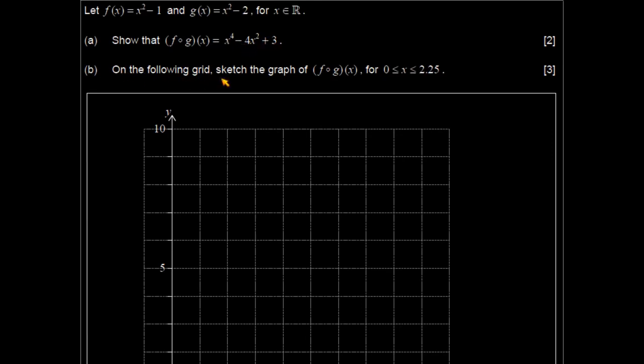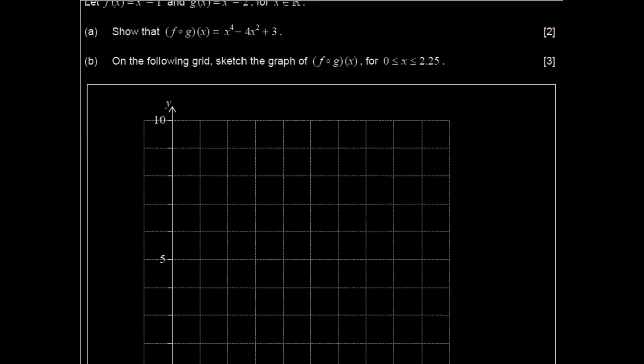Then it says, on the following grid, sketch the graph of f of g of x between x is 0 and 2.25. Alright, so for this one you need to use your graphical calculator, plot this function, and then sketch it on there. So what I'm going to do is use Wolfram Alpha, plot that on there, have a look, and then sketch it onto the grid.